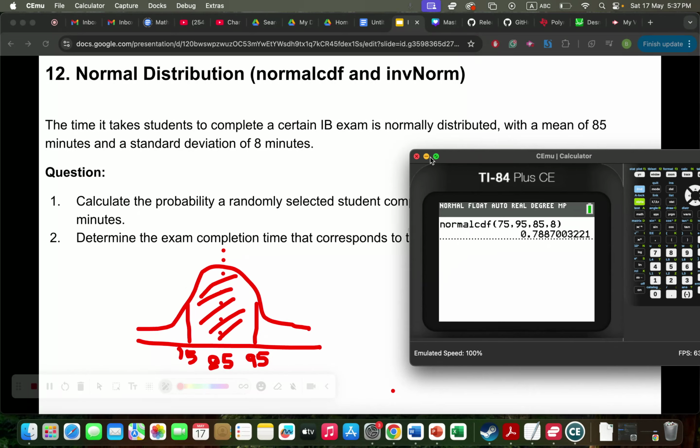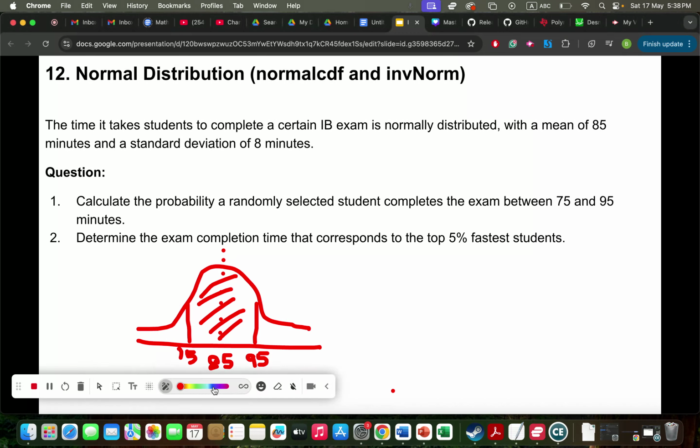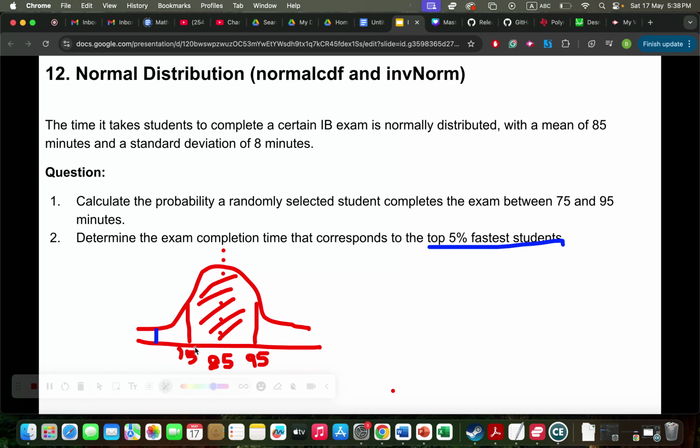Now, let's look at the next part. It says find the exam completion time that corresponds to the top 5% fastest students. So we want to find the time that corresponds to the top 5% fastest students. What this question is asking is that I'm trying to find, let's say, somewhere about here. If you're looking at the fastest students, we're looking at someone who can complete the exam at a super fast time, so it should be a really small number. I'm trying to find out what this number is so that the probability of this part here is going to be 5%.